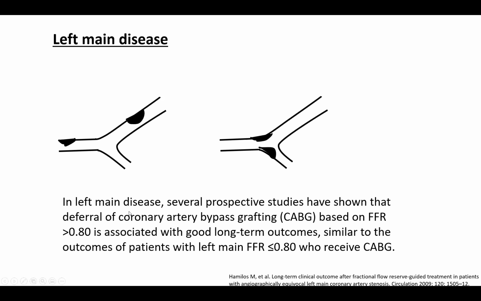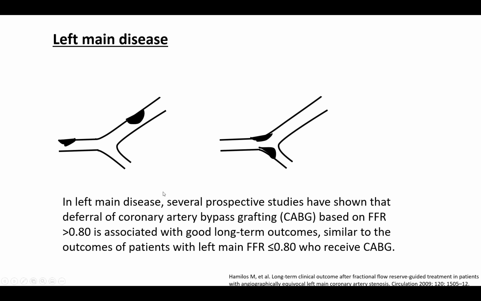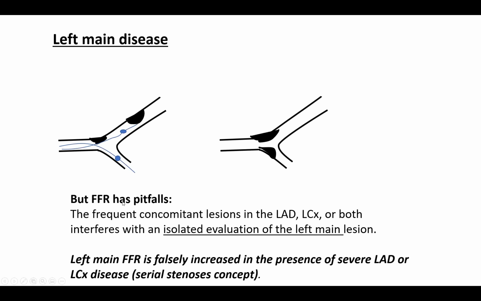So in left main, several prospective studies have shown that deferral of coronary bypass grafting based on FFR over 0.8 is associated with very good long-term outcome, similar to the outcomes of patients with left main FFR less than 0.8 who receive CABG. So those are multiple FFR studies. There are also similar IFR studies that I will mention as well. But both FFR and IFR have pitfalls. And this is the reason for that.